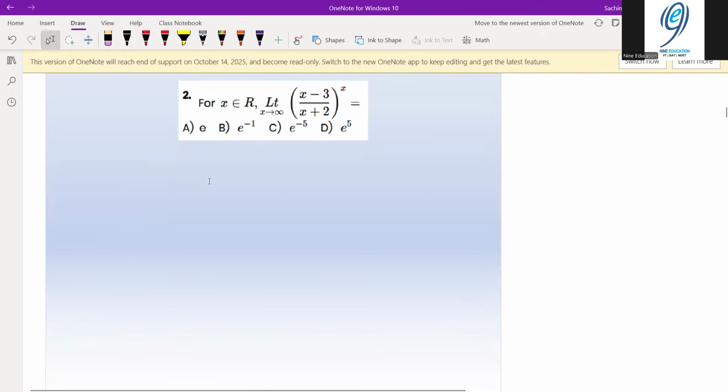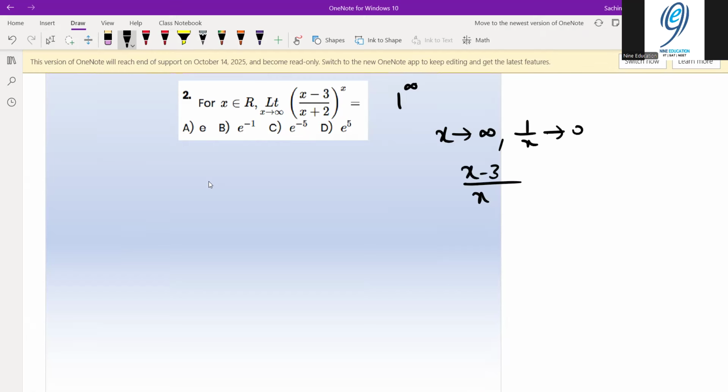The second question: for all x belongs to R, limit x tends to infinity. So here you observe that the limit is of the form 1 power infinity, because as x tends to infinity, 1 by x tends to 0. And you can write (x minus 3) by (x plus 2) as (1 minus 3 by x) divided by (1 plus 2 by x), right? By dividing x in both numerator and denominator.